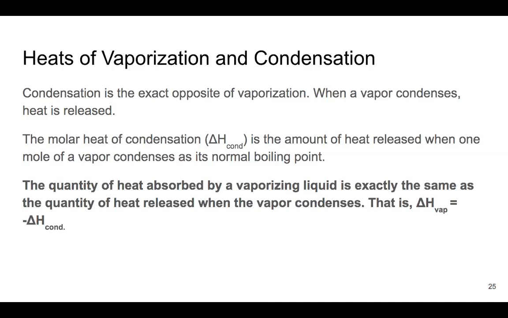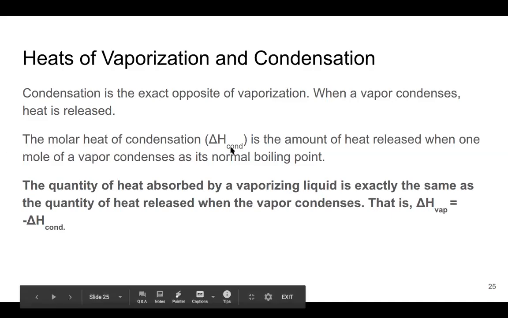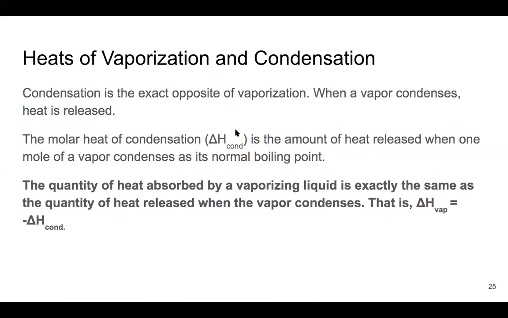Now, of course, there's an opposite of vaporization. So there's molar heat of fusion going from solid to liquid. There's molar heat of solidification going from liquid to solid. We have molar heat of vaporization going from liquid to gas. And then condensation is going from gas back to liquid. So the molar heat of condensation, so this is how we shorten it, delta H cond, meaning condensation, is the amount of heat released when 1 mole of a vapor condenses. Okay, so it's just like what we saw before.